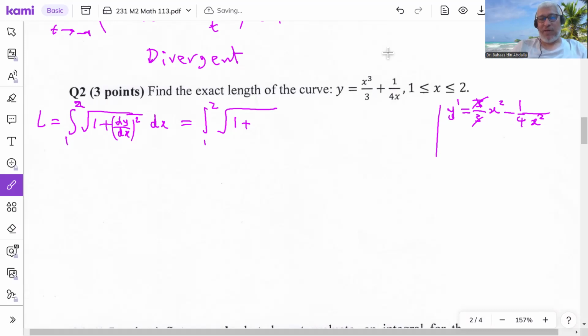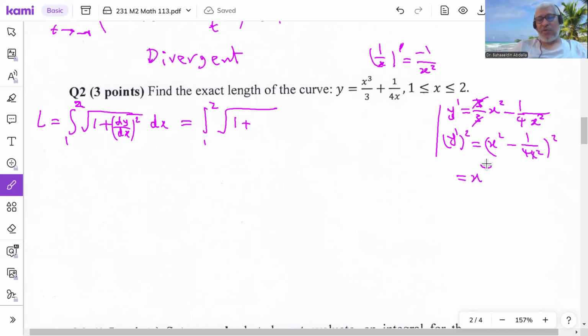Derivative of 1 over x, that's a rule, is negative 1 over x squared. Of course, you can write it x to the power minus 1 and then simplify until you reach this formula. So that's y prime. I have to take y prime squared. So y prime squared would be (x squared minus 1 over 4x squared) to the power 2.